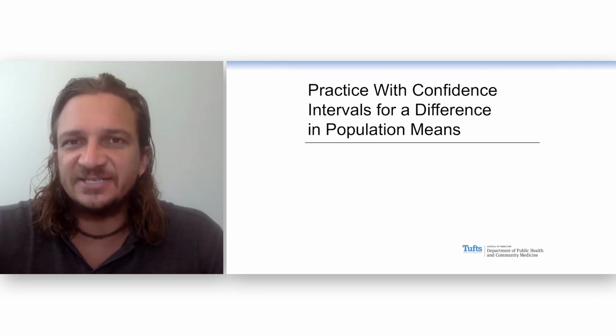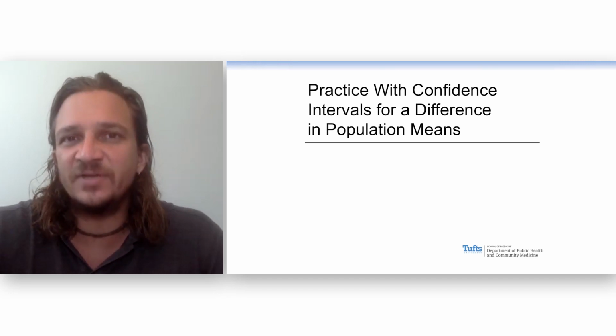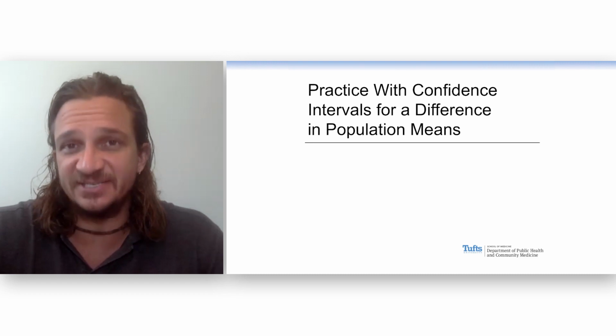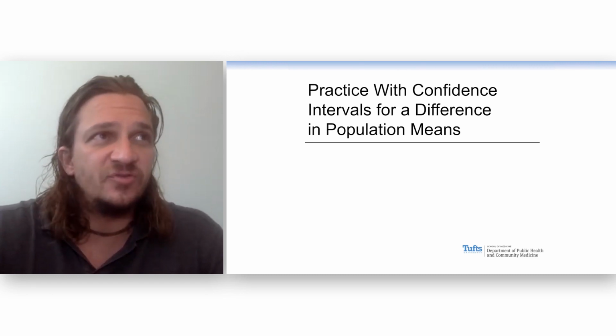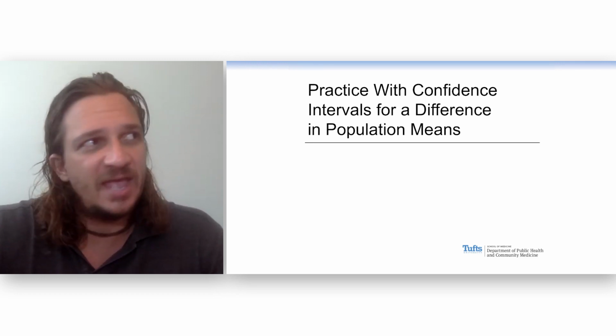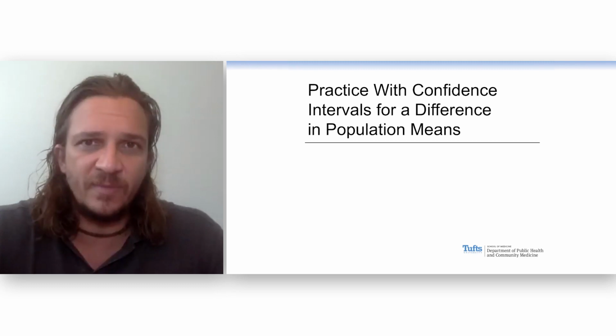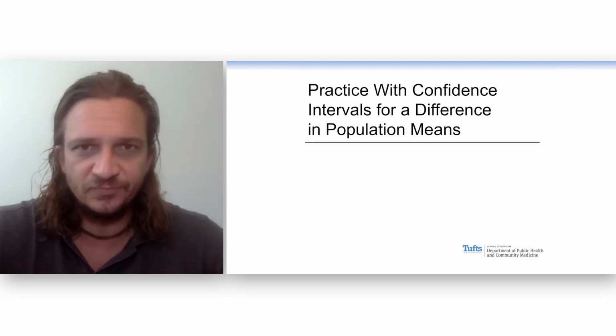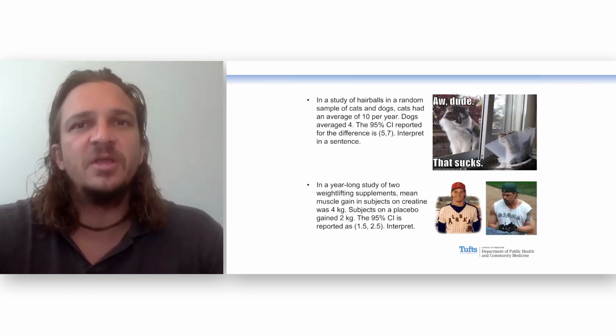We talked in the last set of slides about the difference in population means being a statistic, something that you could use as a random variable to try to estimate what's going on in the population. And we're going to have some practice now with making confidence intervals around the difference in population means. So here are some examples.